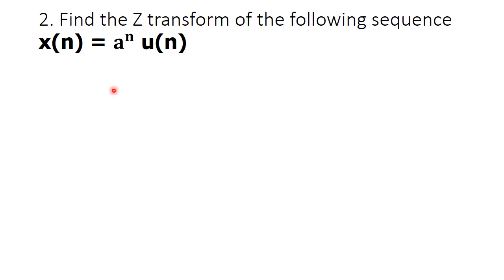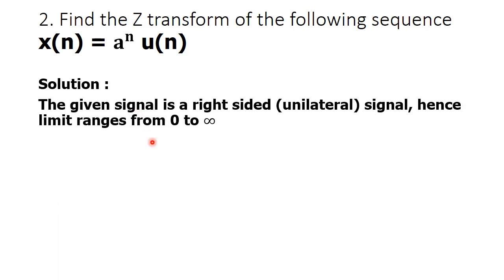Now the second problem you are going to see is to calculate the Z transform of the sequence x of n is equal to a power n into u of n. Solution for this is as follows. The given signal is a right-sided signal, which means unit step signal is mentioned over here, which exists only for the time duration 0 to infinity.